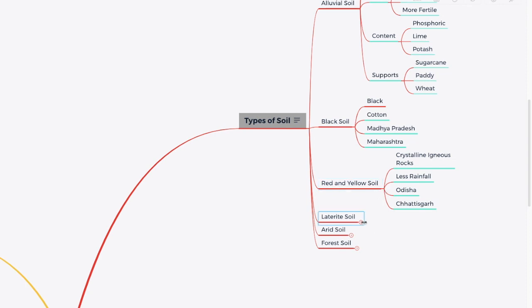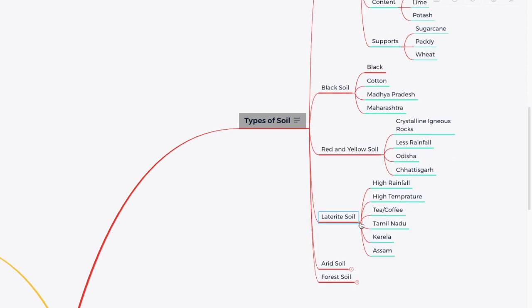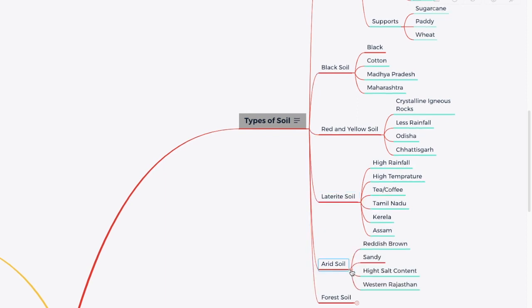Laterite soil. It's found in places with high rainfall, high temperature, and it's perfect for growing tea and coffee. Example, states like Tamil Nadu, Kerala, Assam, where we get most of our tea and coffee from. Let's move on to arid soil. It's reddish brown in color. It has a very sandy texture and also very high salt content, and is found in western Rajasthan.